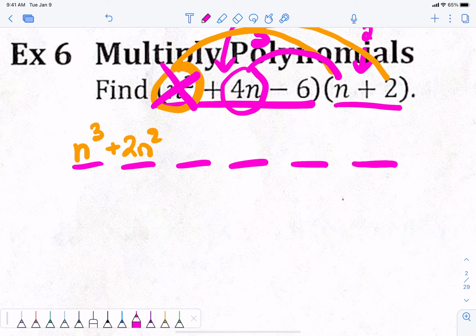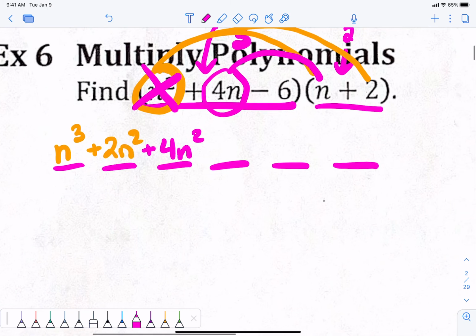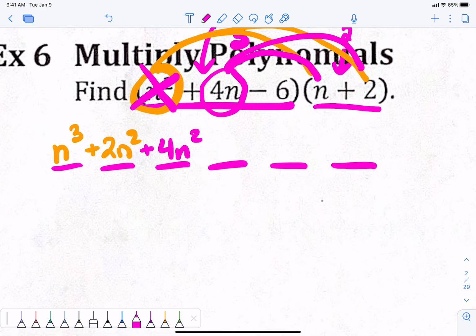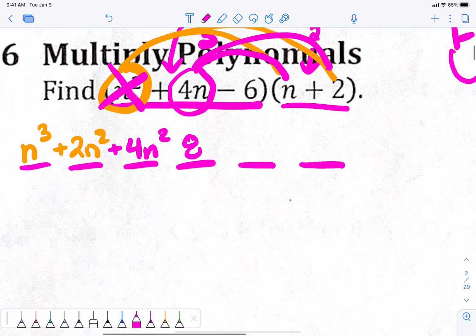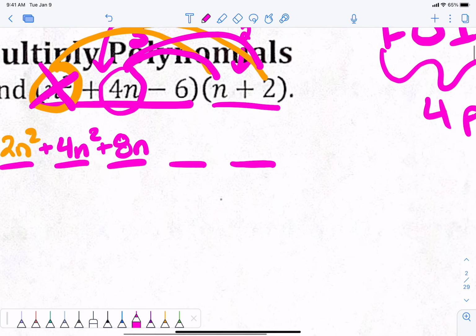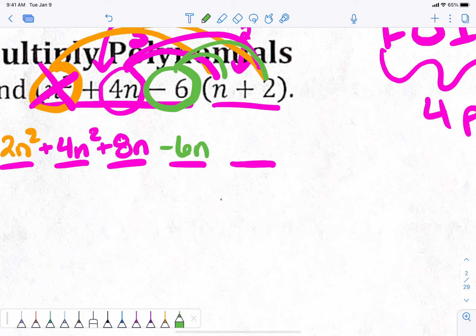We take 4n times n, which is 4n squared, but don't forget the plus. Then we take 4n times 2, which is 8n, and don't forget the plus. Last thing we do is negative 6. Don't forget the negative. Negative 6 times n is minus 6n. And negative 6 times 2 is minus 12.